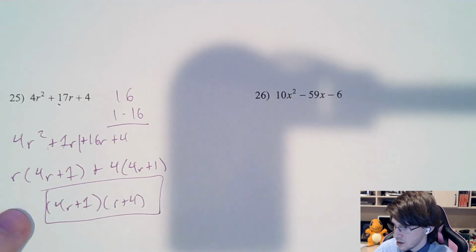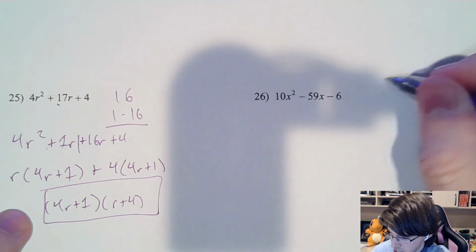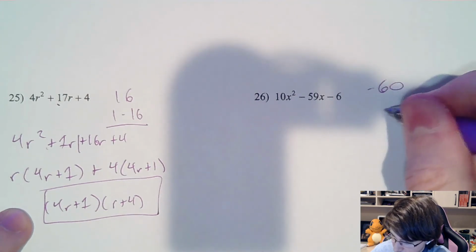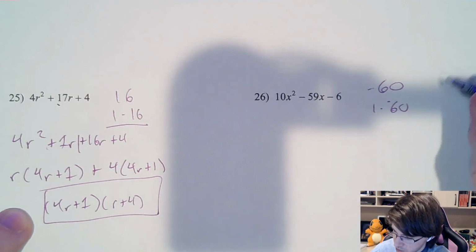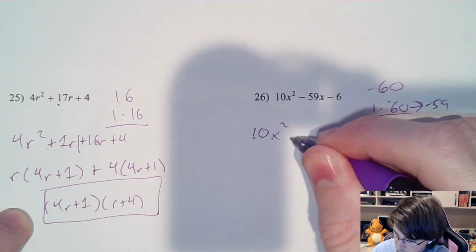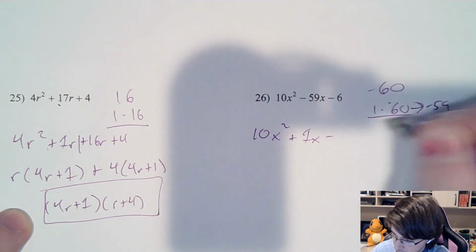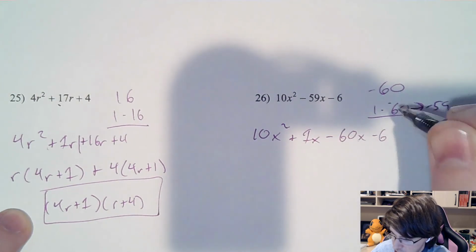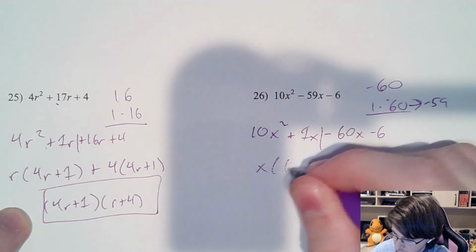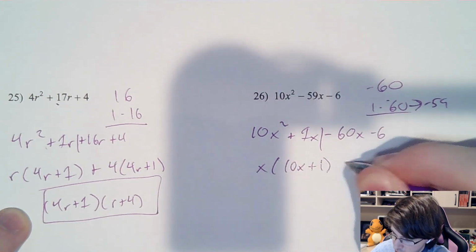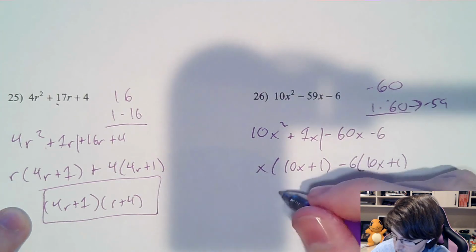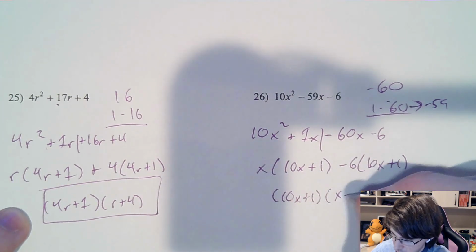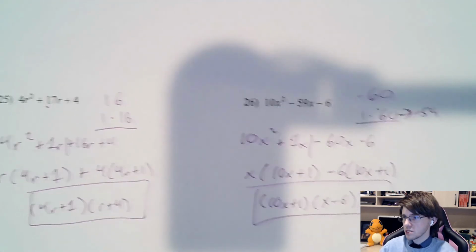Number 26 now. Last question. Again, one that comes out to be nice and fast. 10 times -6 is -60. And then our very first guy, 1 times 60 with the negative on the 60 will add to that -59. So we're good right away. 10x squared plus 1x minus 60x minus 6. Factor out an x from the left two, 10x plus 1, factor out a -6 from the right two, 10x plus 1, and you get 10x plus 1 on the outside and x minus 6 there, and we are done with this guy.